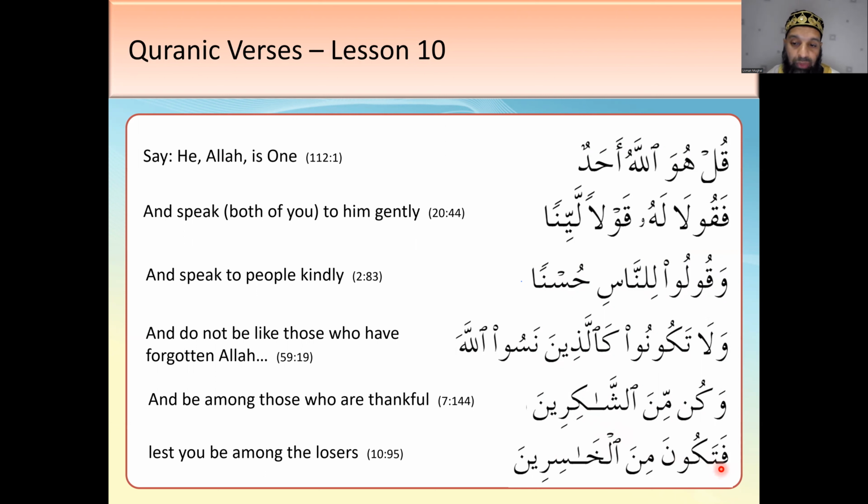Fatakuna. Lest, okay, it's translating as lest here. Lest takuna, you be. Takuna, fatakuna, lest you be. Min from khasirin. Khasirin, those who, yeah. Bismillah ar-Rahman ar-Rahim. Wal asr, innal insana lafi khusr. Yeah, losers. Lest you be from the losers.